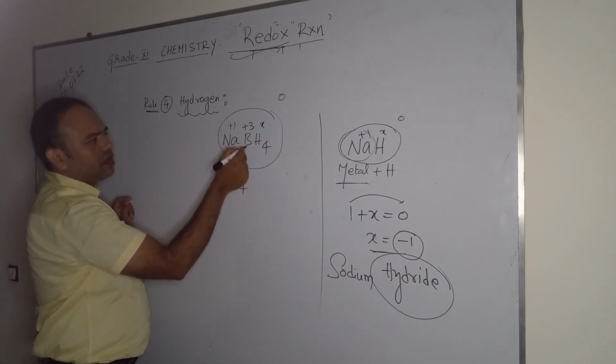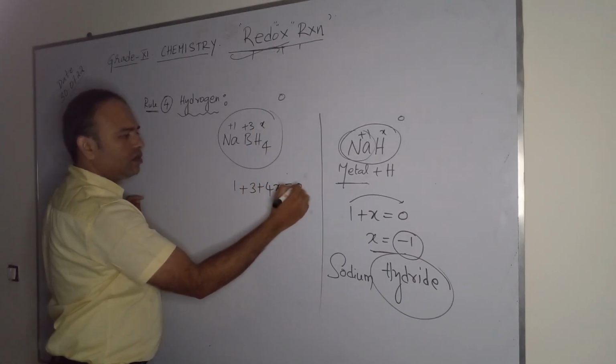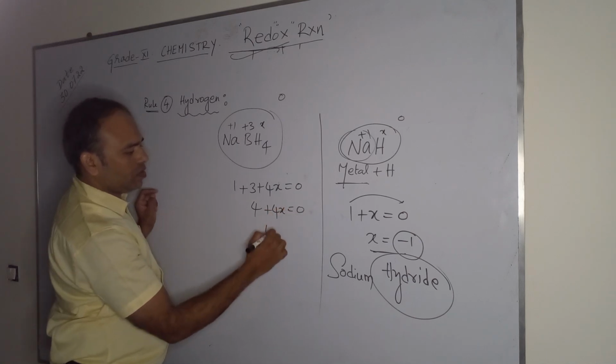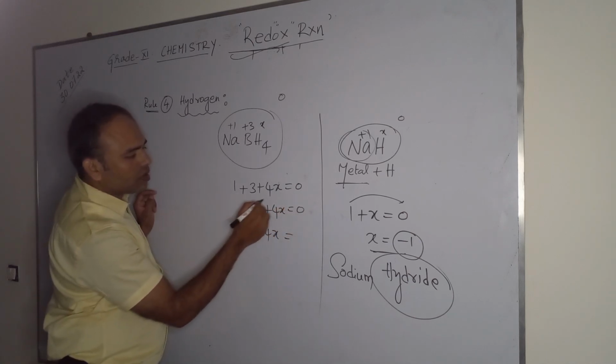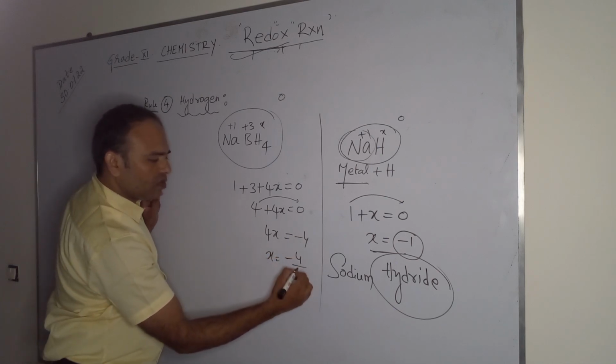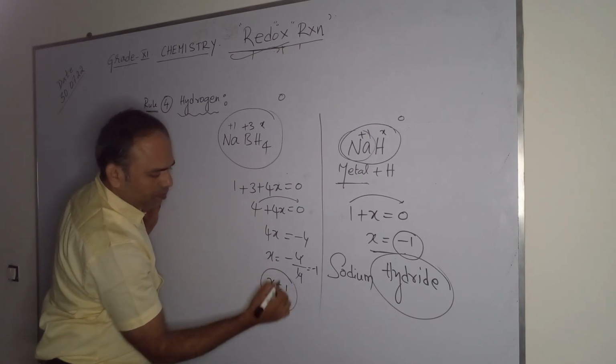1 plus 3, plus 4 into x, 4x is equal to 0. So I can write like this, 4 plus 4x is equal to 0. 4x is equal to minus 4 on coming to the other side. X is equal to minus 4 by 4. Cancel it and X will be minus 1.